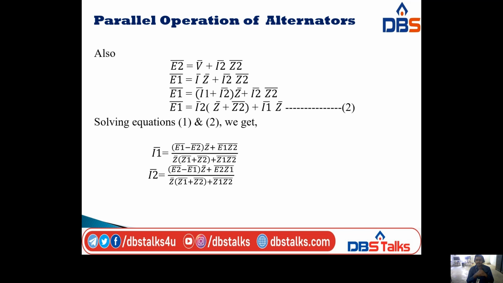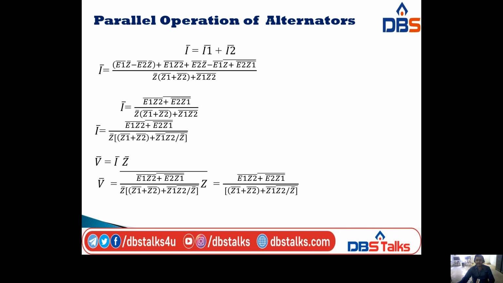and similarly I2 bar is equal to E2 bar minus E1 bar of Z bar plus E2 into Z1 bar by Z bar of Z1 bar plus Z2 bar plus Z1 bar of Z2 bar. These are the two currents we have by solving the E1 bar and E2 bar equations.